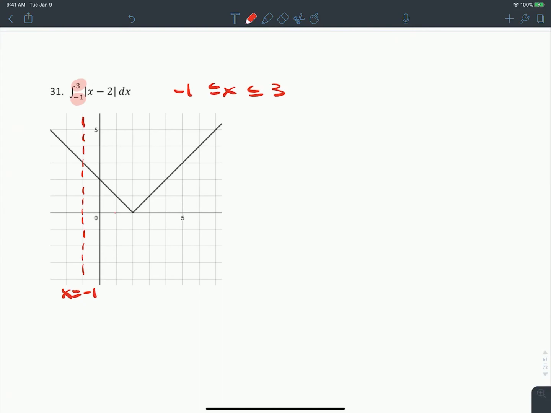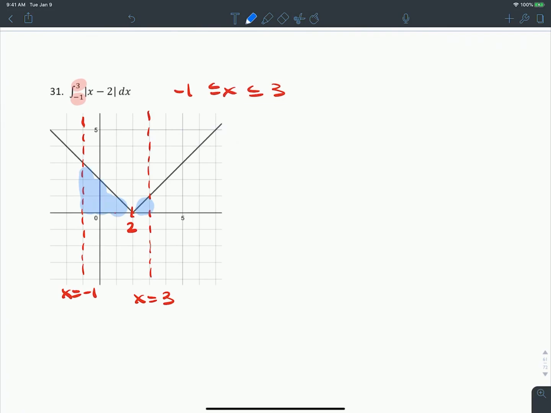And then 3 would go 1, 2, and 3. So our area under our curve now here, we have this triangle here and this portion here. So notice a very special point at 2 here. So it looks like we're going to have two integrals here, one on the left, one on the right, because we have to look at this absolute value curve as a piecewise curve.